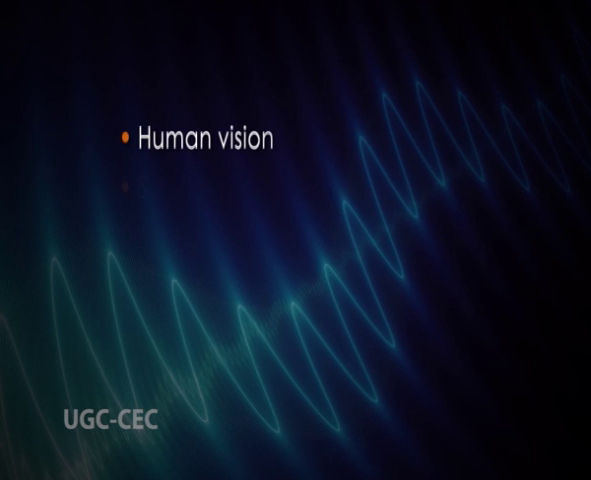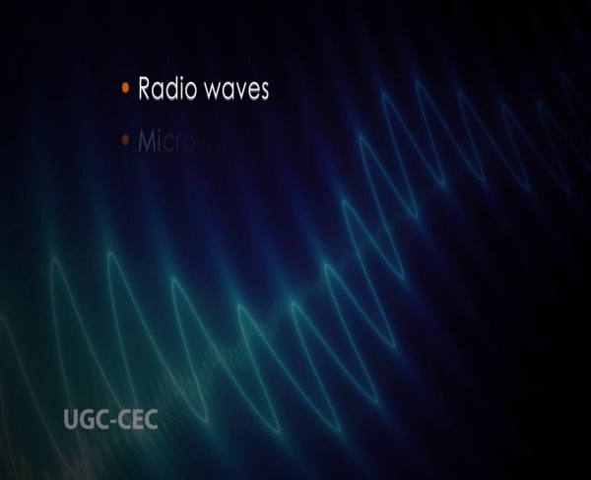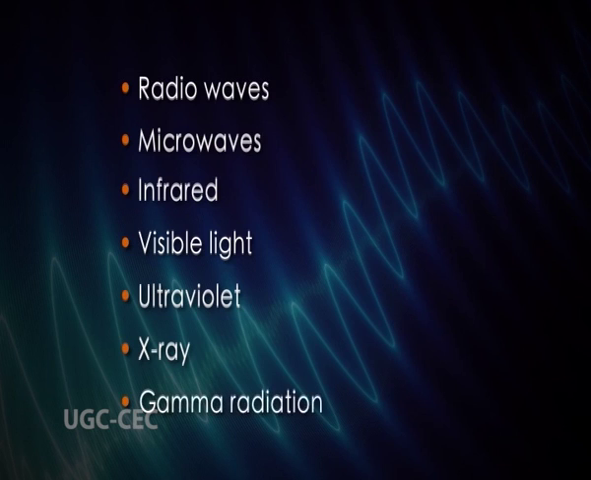It is the interaction of the electric and magnetic components of radiation with matter that is responsible for all the phenomena that are associated with radiation, such as human vision, sunburn, radio, television, and of course spectroscopy. It includes radio waves, microwaves, infrared, visible light, ultraviolet, X-ray, and gamma radiation.